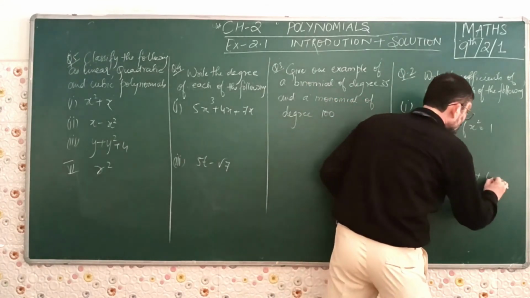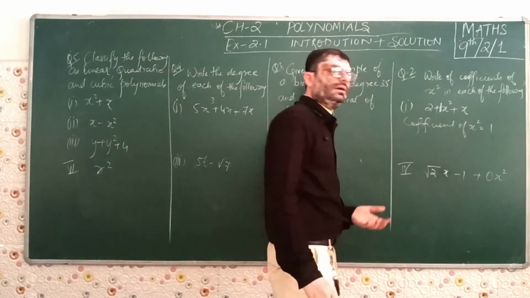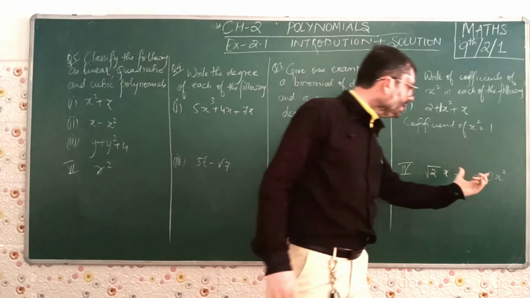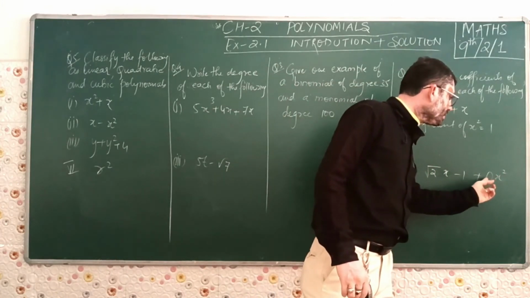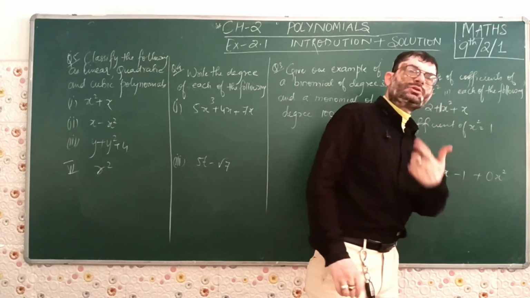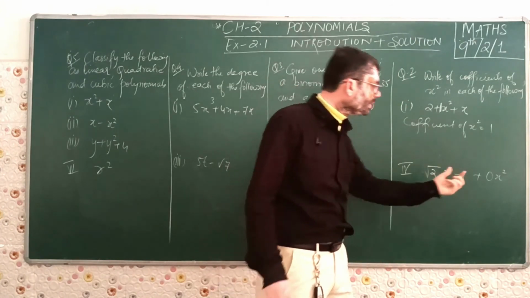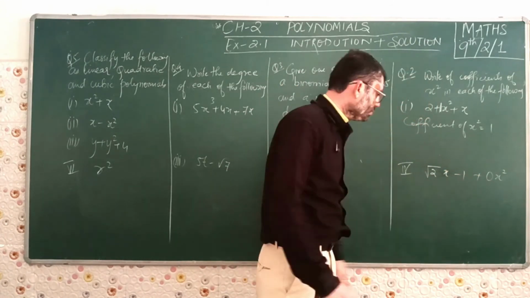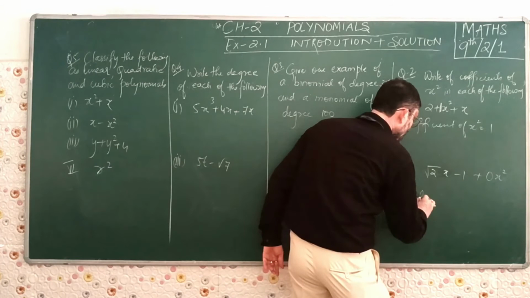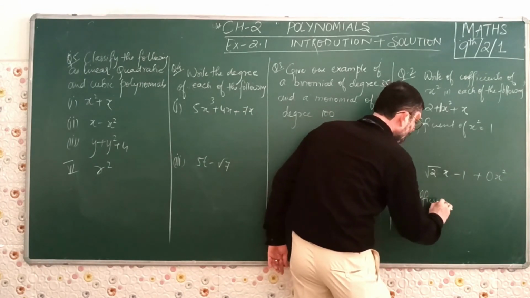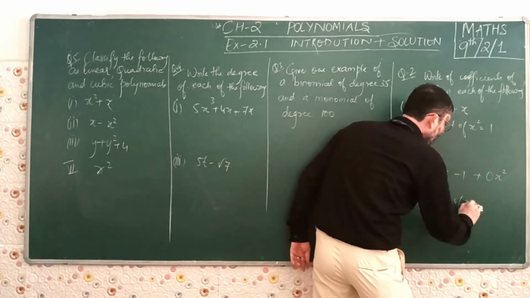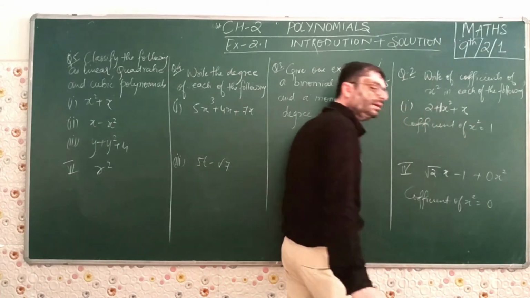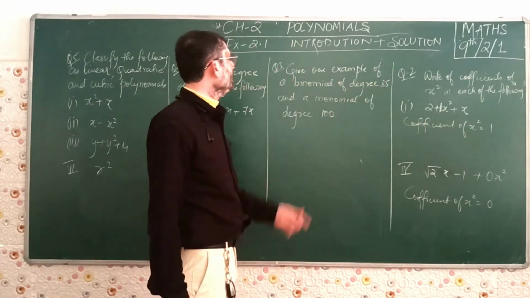So what to do? You can write this way: 0 x square. This complete value is 0. And what is the coefficient? If there is no x square term, that means the coefficient of x square is considered to be 0. So here the coefficient of x square is 0.